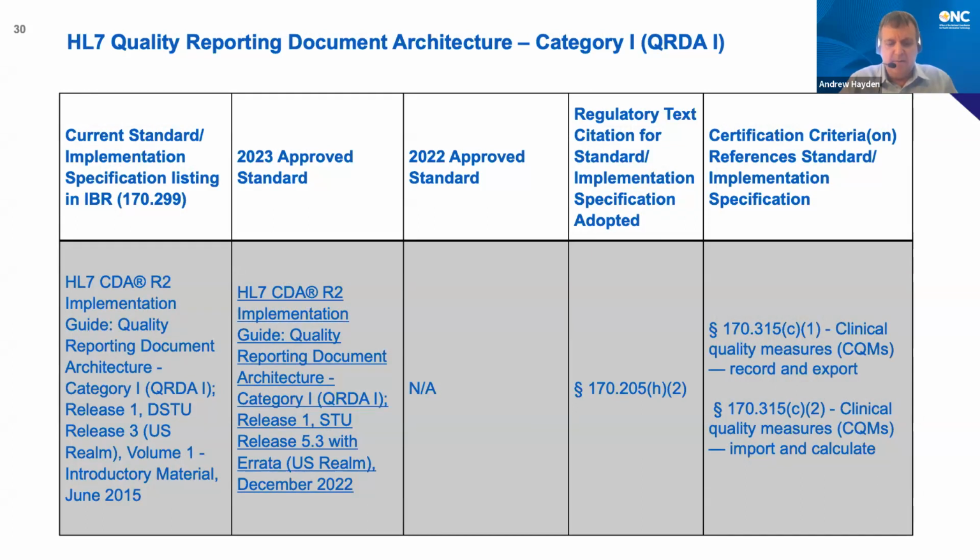Here we have the HL7 QRDA 1 annual update. This is a standard that relates to patient level quality reporting. There was great public comment support for advancing this standard, and it's notable because it's the first advancement of the C1 and C2 certification criteria. Again, this is an annual auto advance standard. Next slide, please.